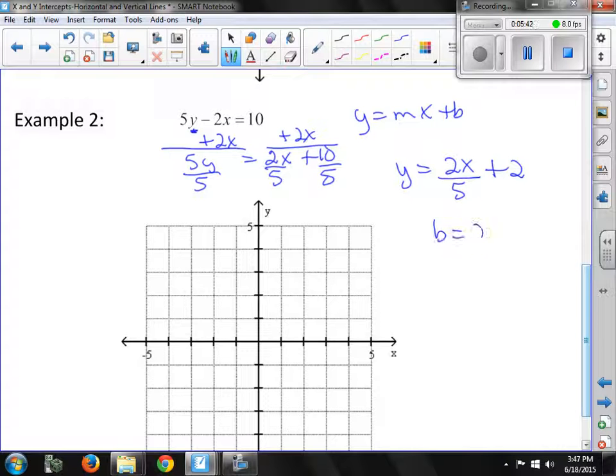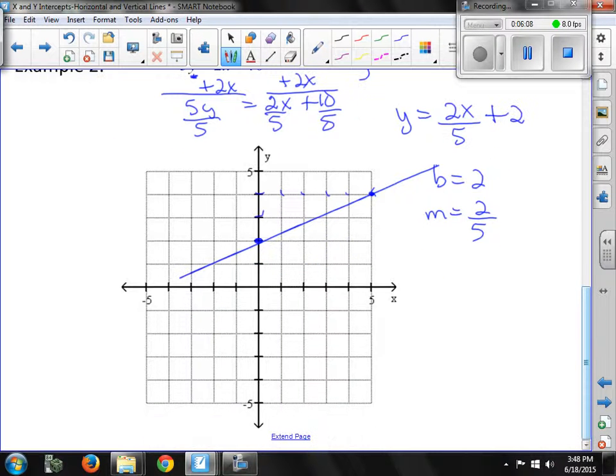Here my b is 2, or my y-intercept is 2, and my slope is 2 over 5. Rise over run. My line crosses the y-axis at 2. My slope says go up 2 units and over 5 units. There's my second point. I can connect the dots. There's a graph of my line.